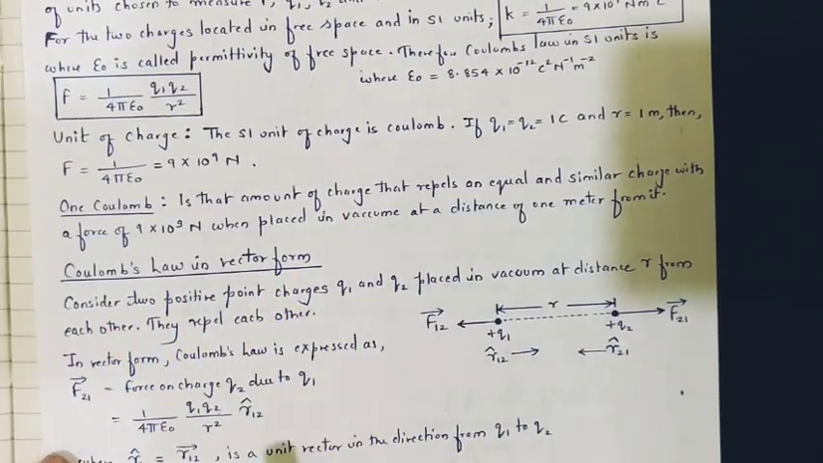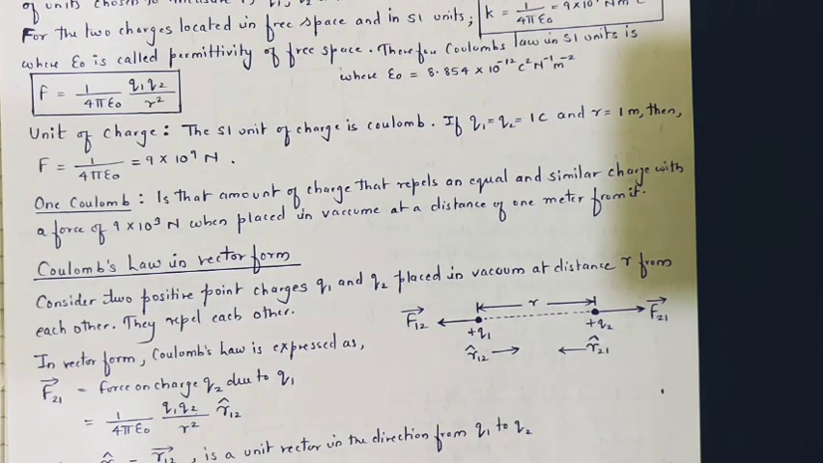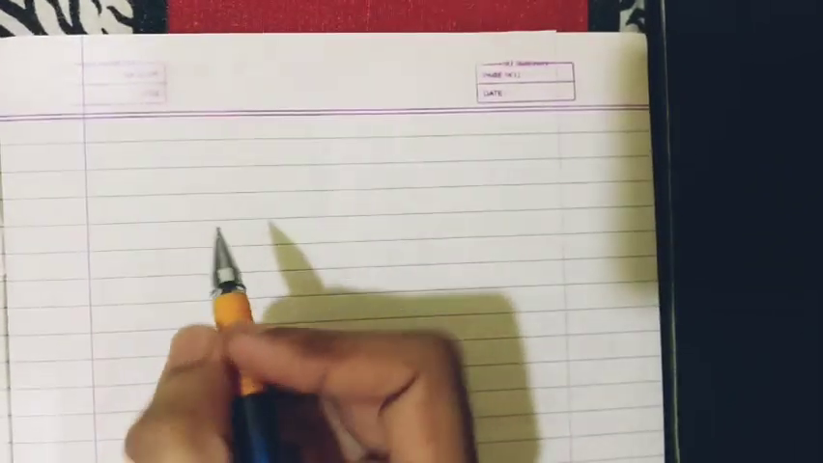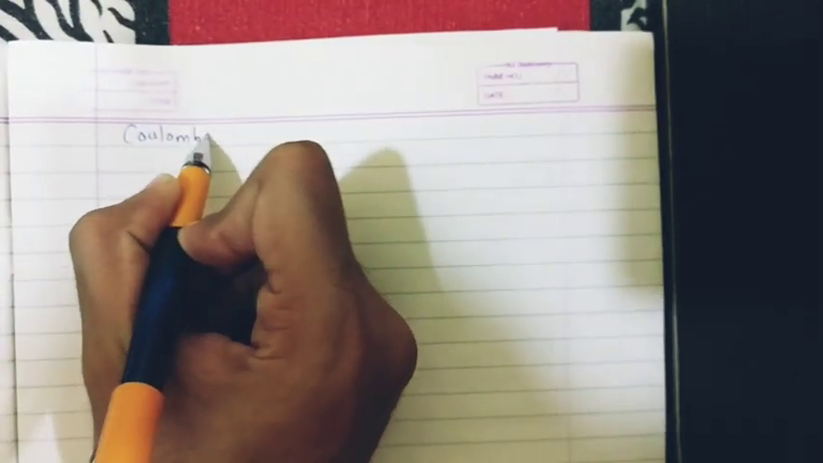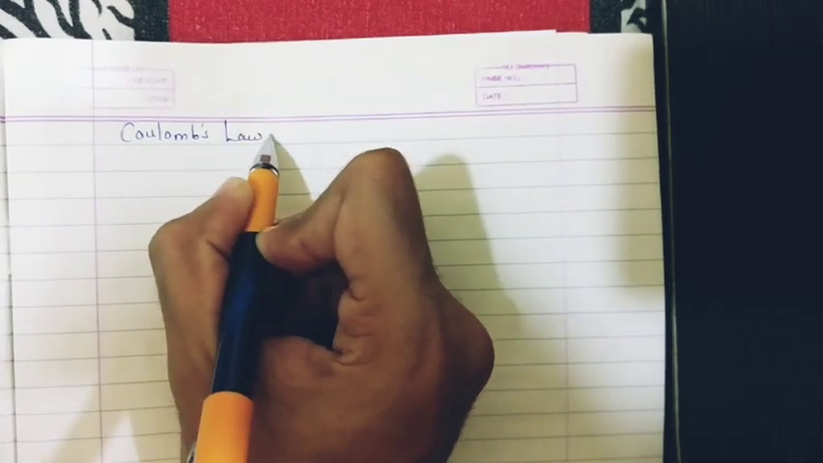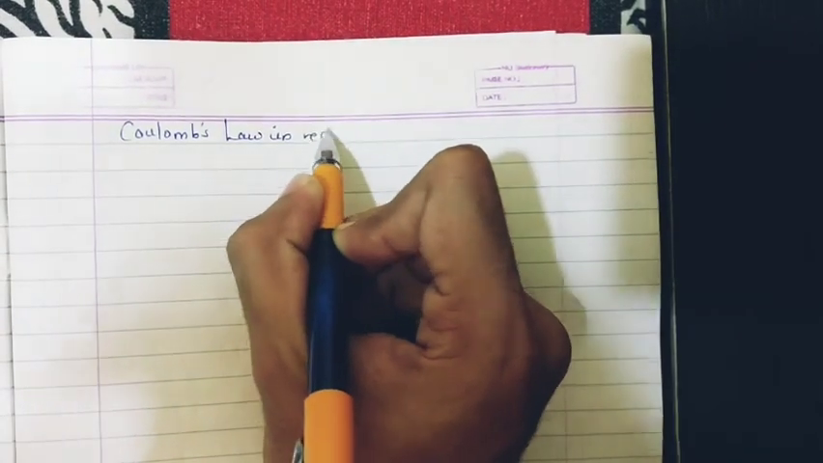So you have to be very careful here, okay? You have to understand this very nicely. So let us consider. Okay, so let's go for this topic, that is Coulomb's law in vector form.